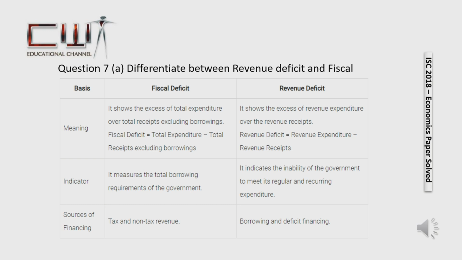Fiscal deficit measures the total borrowing requirements of the government. Revenue deficit indicates the inability of the government to meet its regular and recurring expenditure. The source of financing of fiscal deficit is tax and non-tax revenue, but the source of financing of revenue deficit is borrowing and deficit financing.